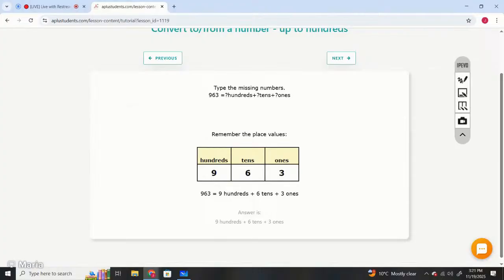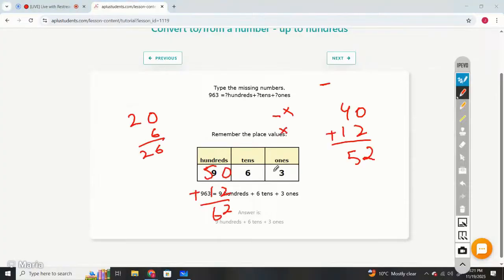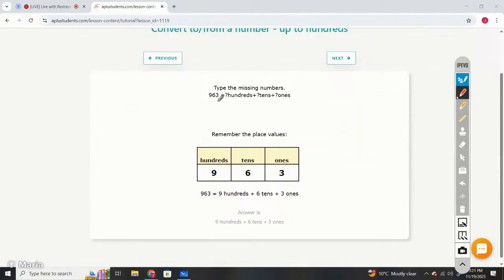Type the missing number 963. So we need to see how many hundreds, how many tens, and how many ones we have in the number. So we need to make the place value chart. We have the 3 at the ones place, then we have 6 at the tens, and then we have 9 at the hundreds. So we have 900, 6 tens, and 3 ones. So option number.